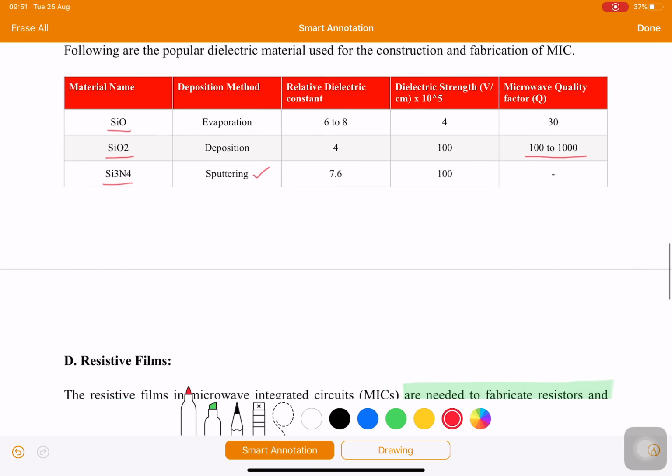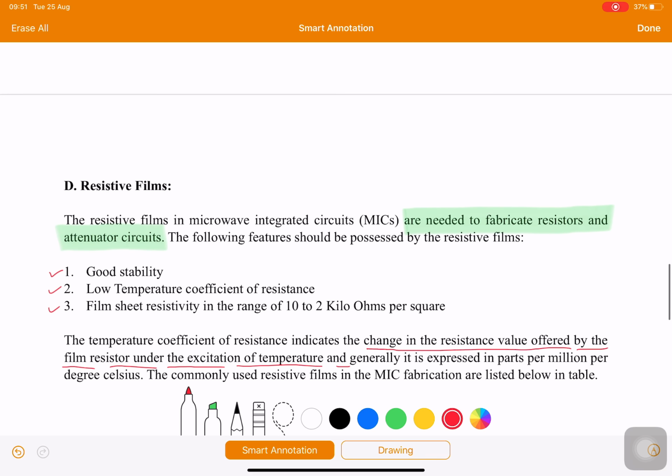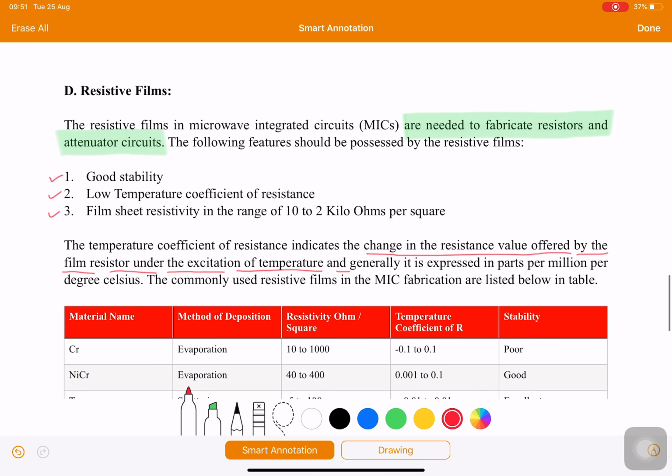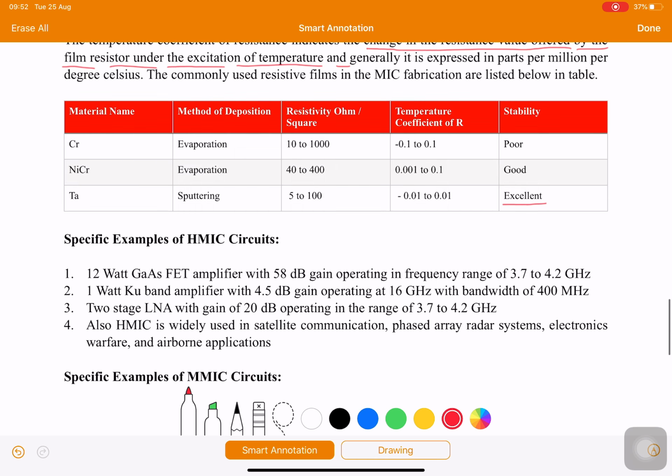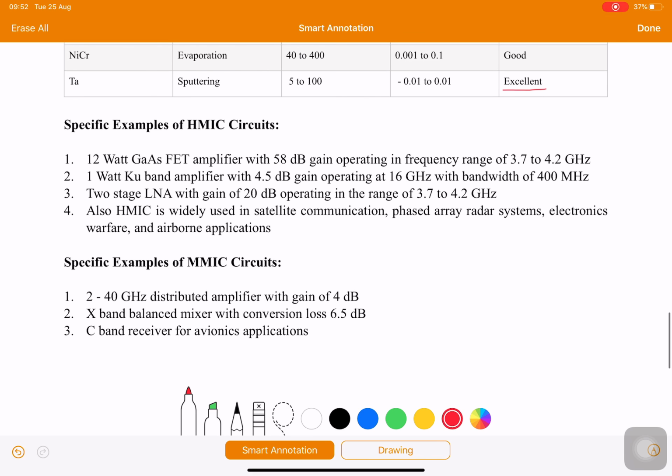And finally, the different types of resistive films are used to produce the amount of resistance and attenuation needed in the microwave integrated circuit. So in general, microwave integrated circuit materials are classified into four major categories: substrate material, conductor material, dielectric material, and finally resistive films. And finally, specific examples of hybrid microwave integrated circuits and monolithic microwave integrated circuits are mentioned over here.